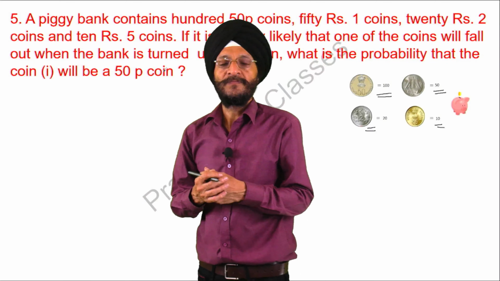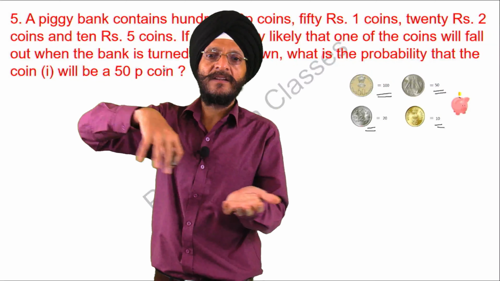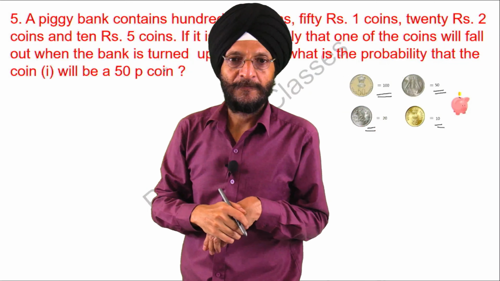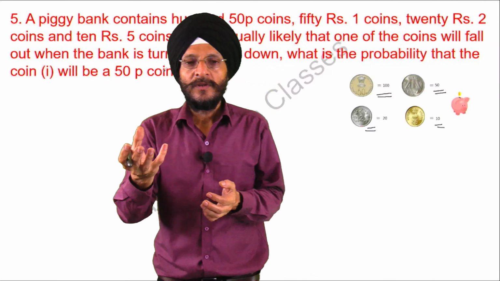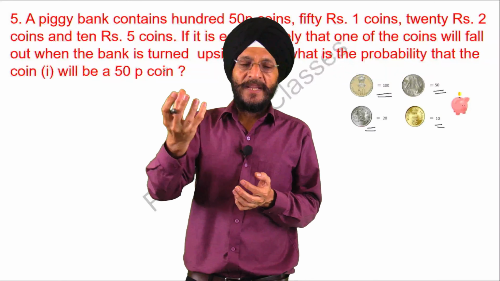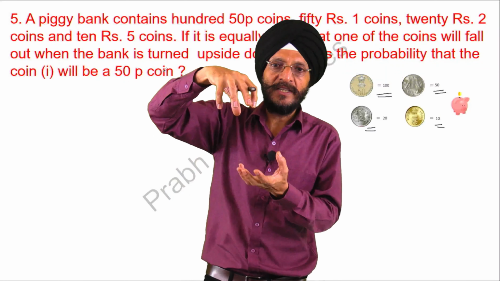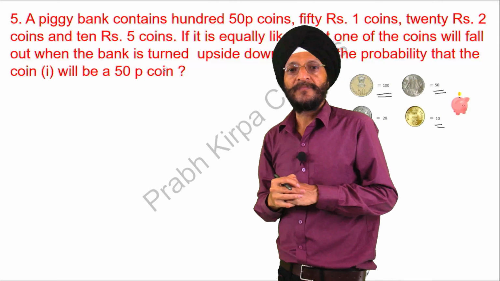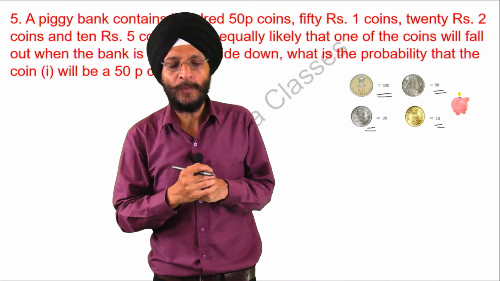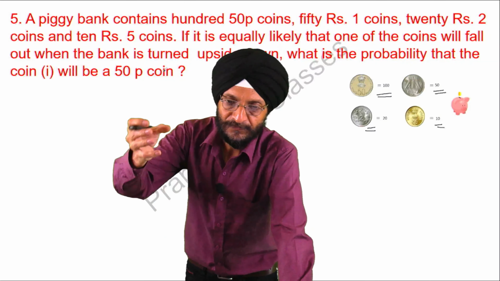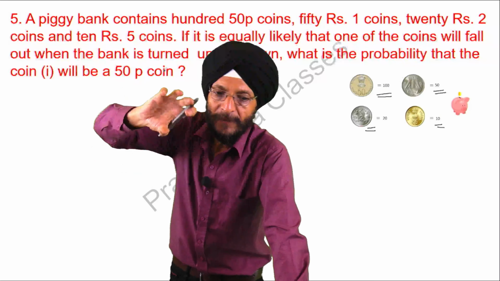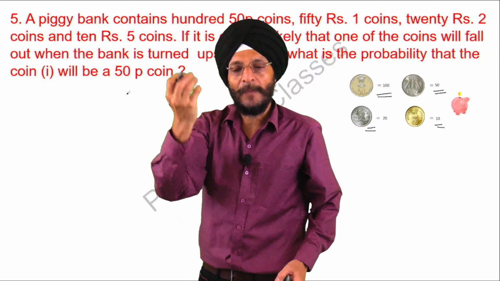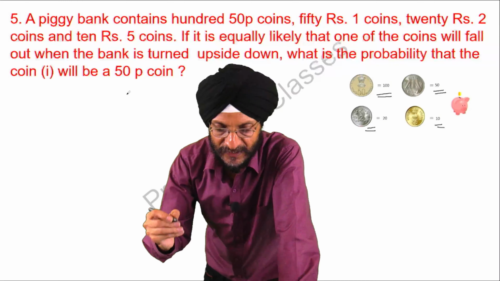What is given in this question? It is given that there is a piggy bank and there are coins of different denominations placed in it. And if we place it in the downward condition, there is very likely chance that one of the coins will come out of the piggy bank. And we are now to calculate the probability of that. If we turn down the piggy bank in the downward position, what is the probability that the coin which will come out of the piggy bank will be a 50 paisa coin?